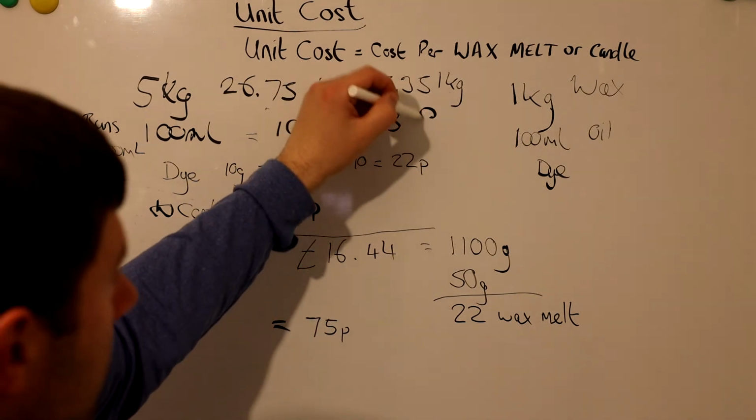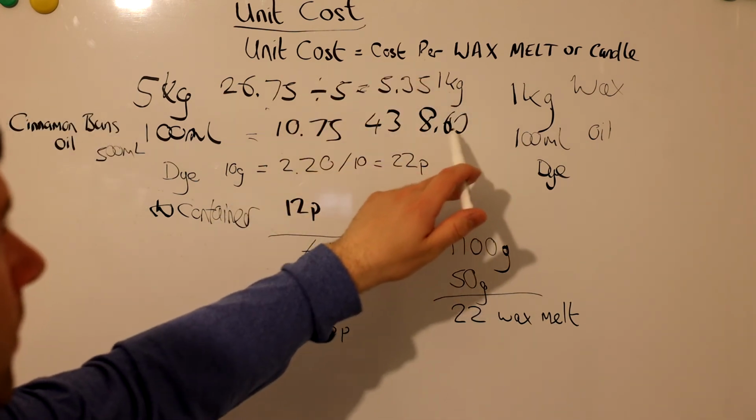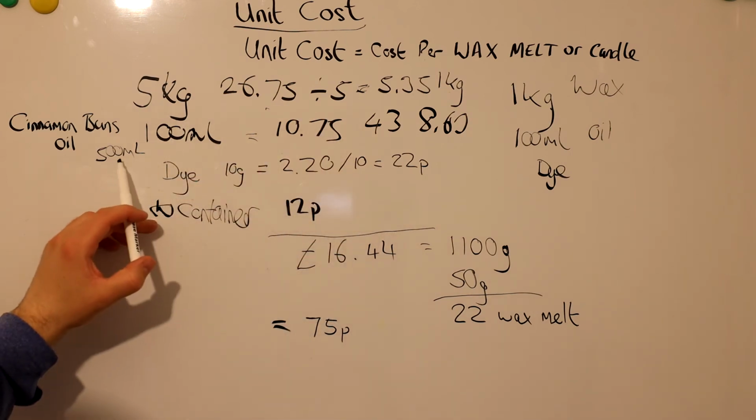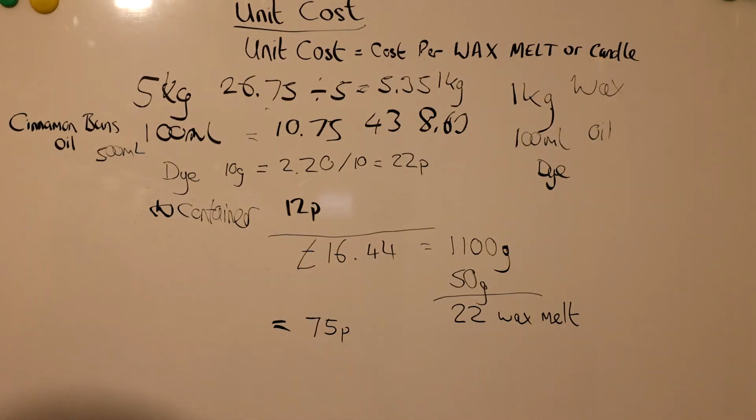So it's £8.60 for 100 ml now. So a minute ago we were just paying £10.75, but now we've bought 500 ml. It's now costing us £8.60. So what does that do to our cost per unit? It obviously brings it down, but what does it bring it down to? I'll quickly work that out now.